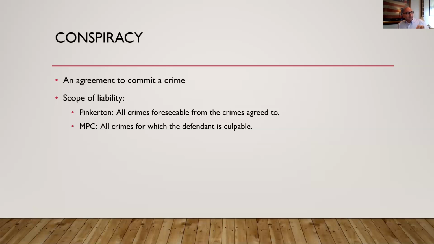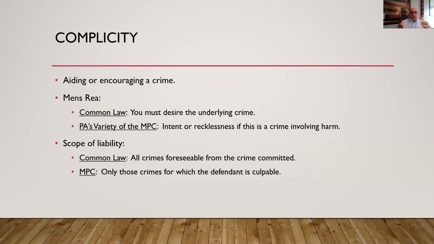In Pennsylvania, it's not entirely clear whether we follow Pinkerton or the Model Penal Code, though there's a very strong hint from Justice Saylor in his recent opinions that Pennsylvania will follow the Model Penal Code and will abandon its adherence to Pinkerton. Complicity is kind of the opposite end of conspiracy.